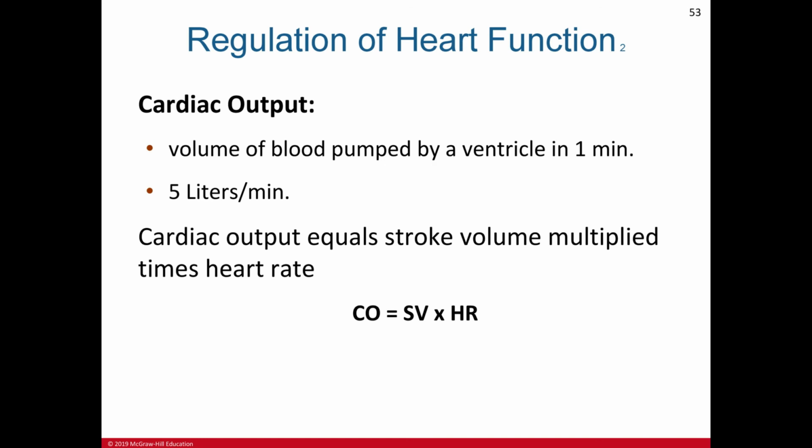Next is the cardiac output. This is the volume of the blood pumped by the ventricle in 1 minute. So, the normal value is 5 liters per minute. Cardiac output is computed by multiplying your stroke volume and your heart rate.